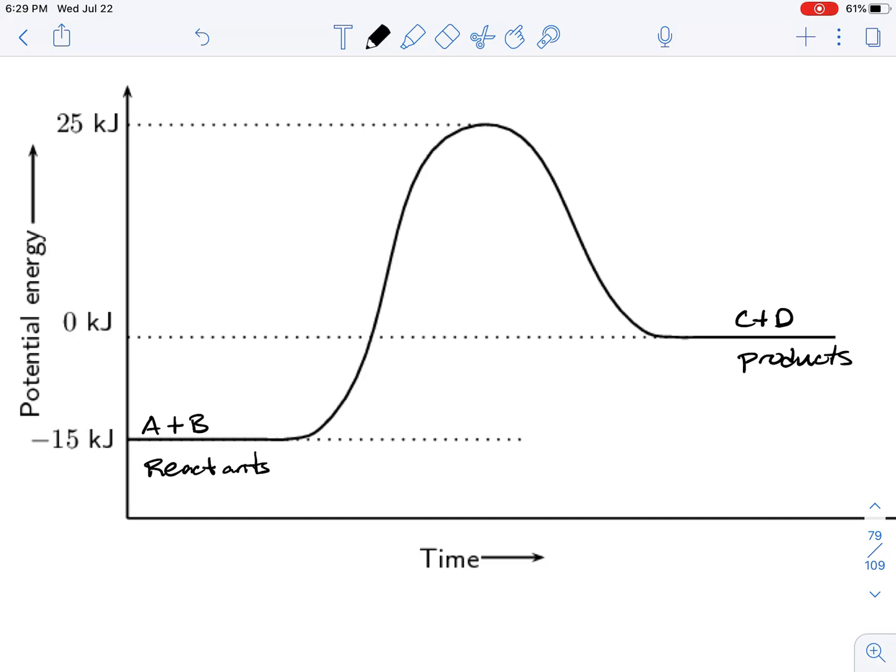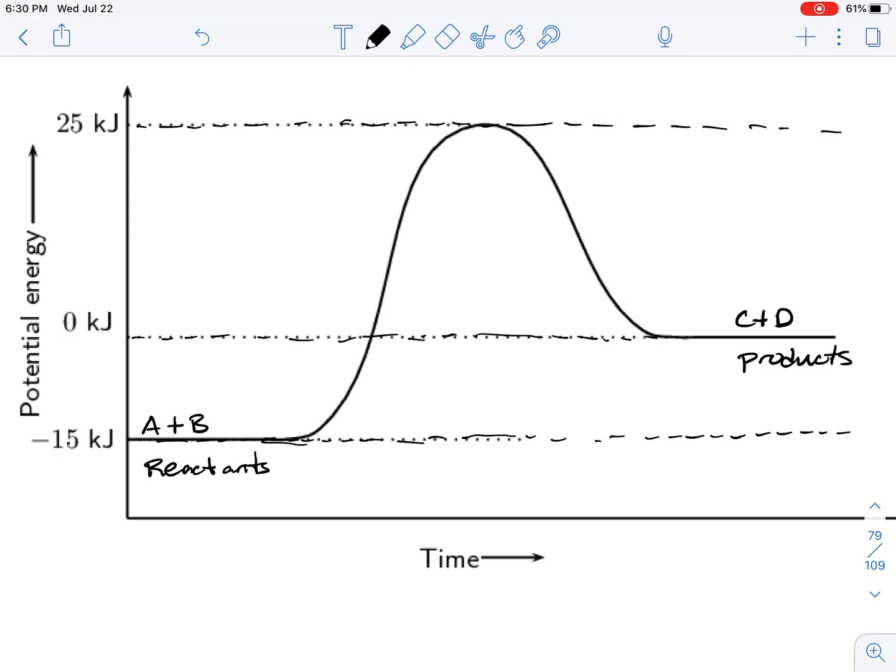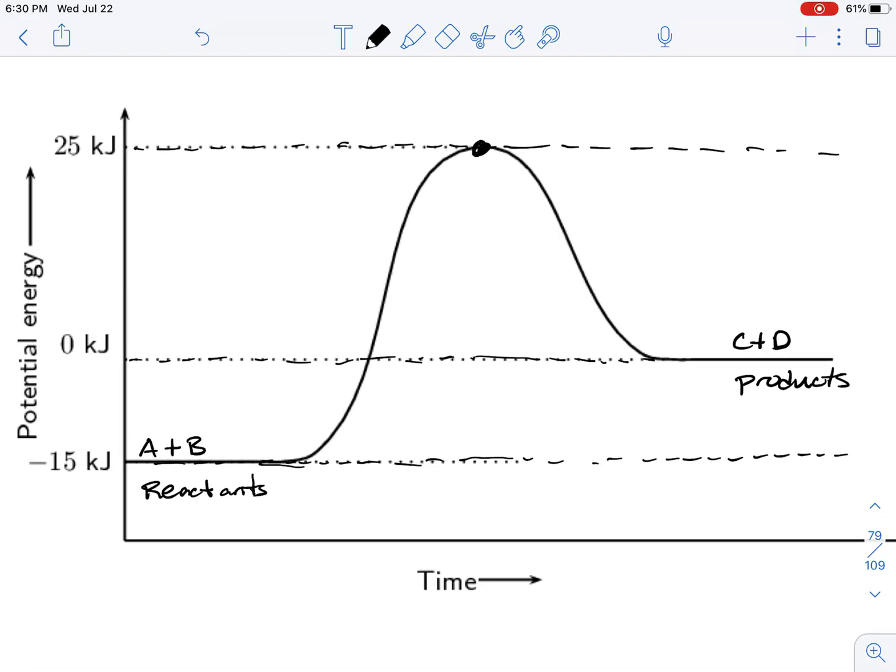And so very similar to what I did in the previous lecture slide, I'm going to draw dotted lines at 3 key points. So I'm going to follow this line over here. So I'm drawing this dotted line coming off from the reactants. And then I'm going to draw a dotted line coming off from the products. And then I'm going to draw a dotted line that's coming off the transition state. And so I'm going to just mark where the transition state is, which is at the peak of this hill.